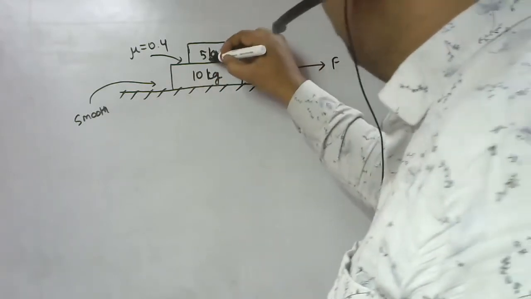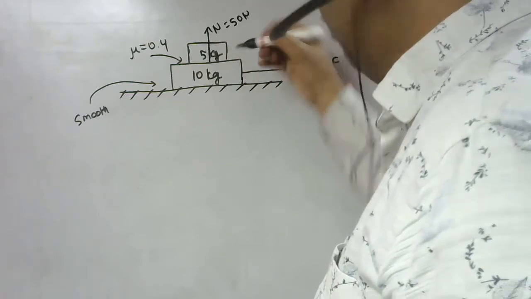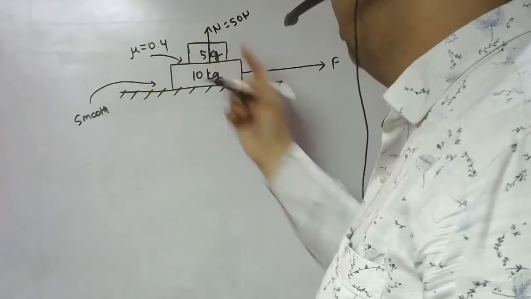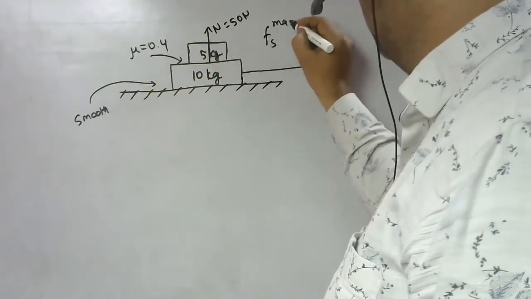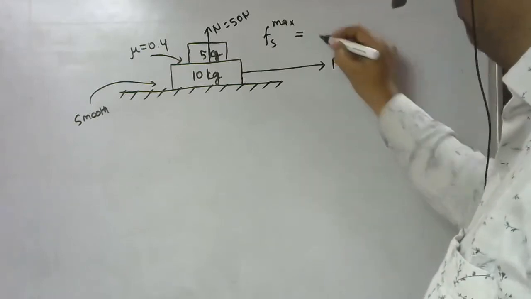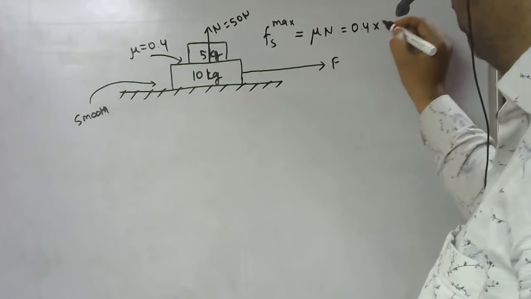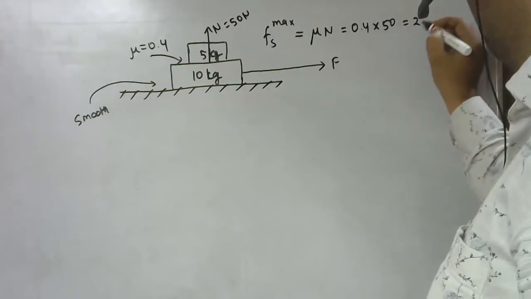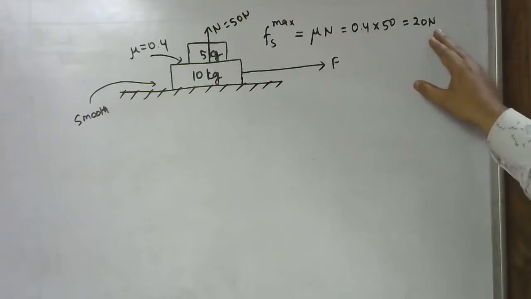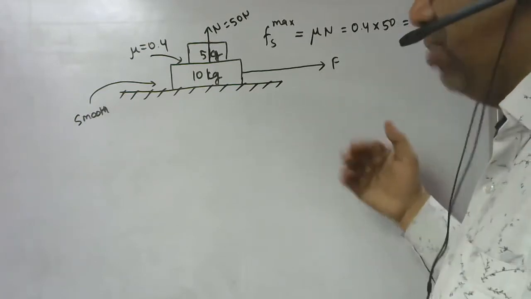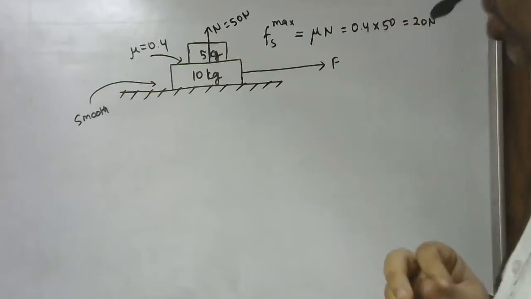So the normal force is 50 Newton, which is mg, actually 5g. So Fs max, the limiting friction, equals mu N, 0.4 into 50, which is 20 Newton. So this 20 Newton is the limiting friction. Limiting means the maximum static friction between these two blocks.